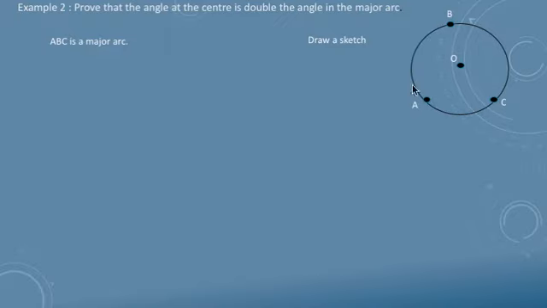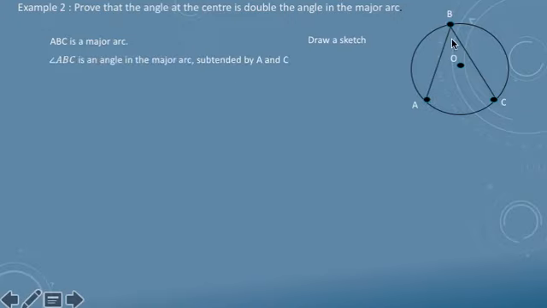We're going to go A, B, C around there, so that's the major arc. So we want to know that ABC is the angle on the arc. Remember, subtended just means between, so between A and C. And then we're trying to find the angle here, AOC, and we're trying to prove that this angle is half of this angle, which we've been told is true, but we've never proven it to be true, so this is what we're going to set out to do.